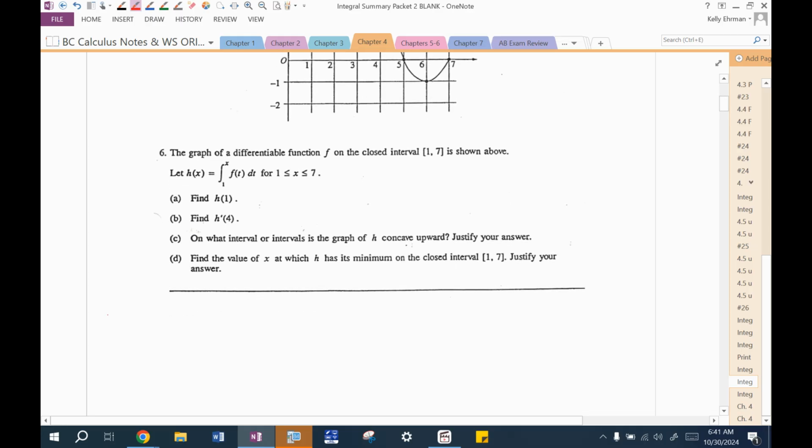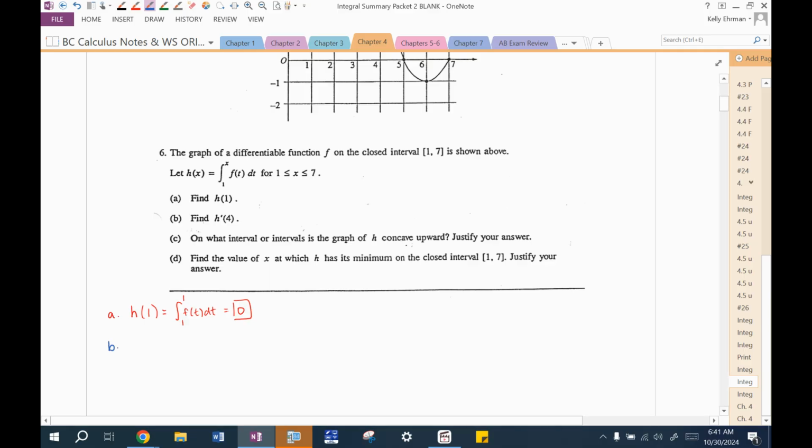All right, so find h of 1. So what is h of 1 going to equal? So just go with the definition here. That means that if I plug in 1 for x, I'm doing the integral from 1 to 1 of f of t dt. And the integral from 1 to 1 should just be 0. That was easy. Okay. What about h prime of 4?